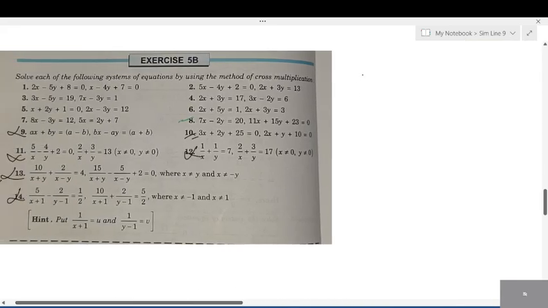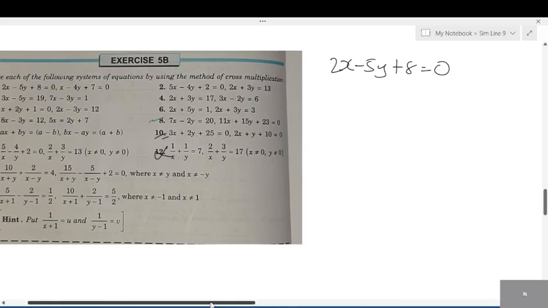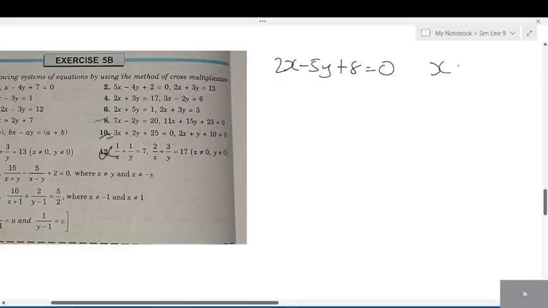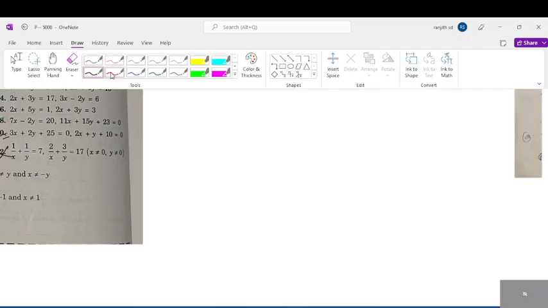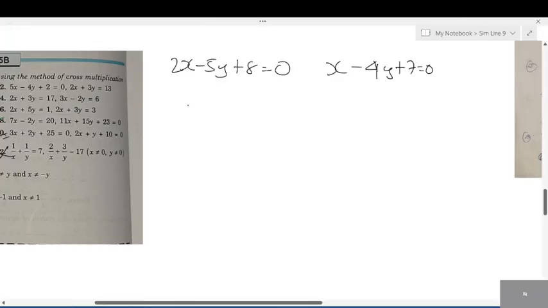Now, cross multiplication method. 2x minus 5y plus 8. What's the rule for cross multiplication, students? All the elements should be on the left hand side. All the numbers and values should be on the left hand side. What are the values I have to write here? A1, x1, b1, y1, and c1. So whoever forgot, just concentrate now. Here you write A2, x2, b2, y2, c2.